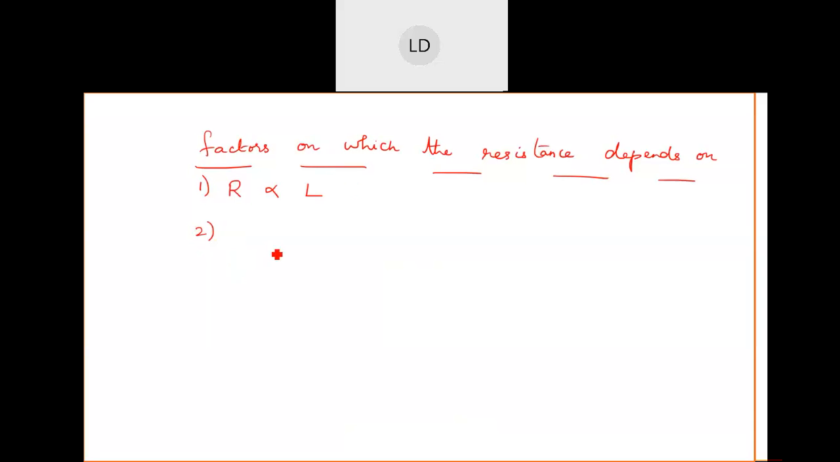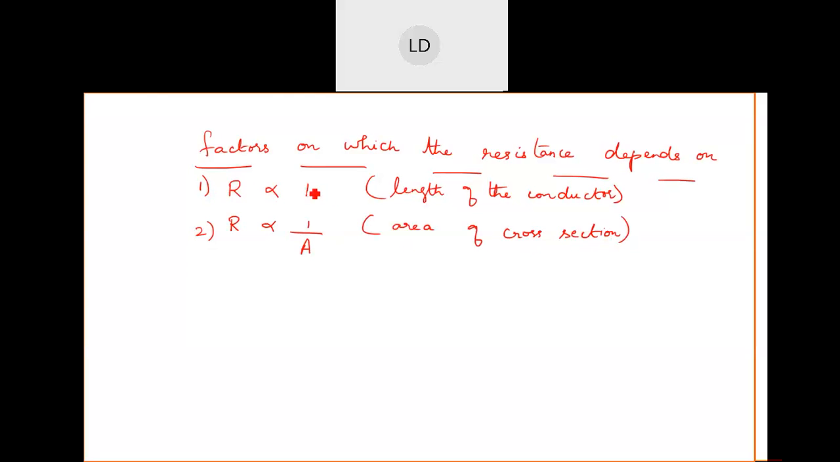The second factor, now here let me write, L represents the length of the conductor. Next, resistance also is inversely proportional to the area of the conductor, the area of cross section. So what is A? Area of cross section. So it has got direct proportionality with length, but resistance is inversely proportional to area. Now what does it mean?